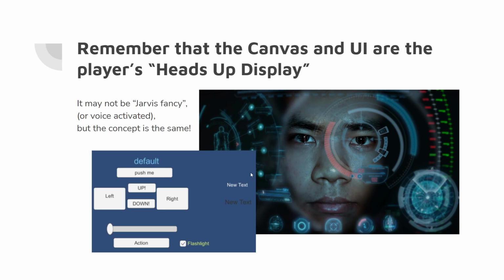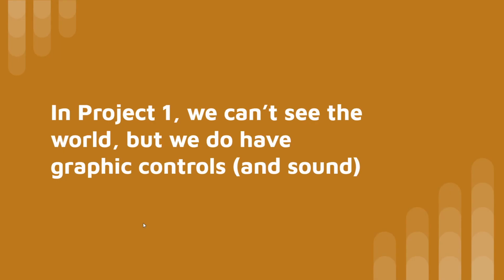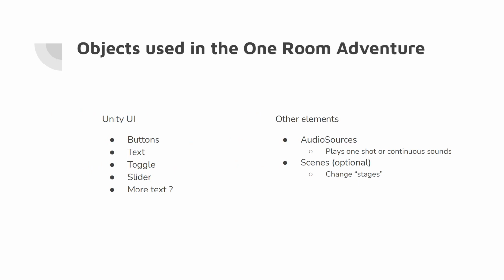And my Iron Man cliche, or Iron Man example here, it's not Jarvis fancy or voice activated, but the concept is the same, right? They overlay the world, they overlay what we're looking at. You can get fancy. There are fancy ones like sliders and checkboxes and so on. So in project 1, we can't see the world, right? None of the game objects in the world have anything on them. We could, but we won't just yet, maybe. Maybe we'll add that, who knows. But we do have graphic controls and sound is the idea in the first one.